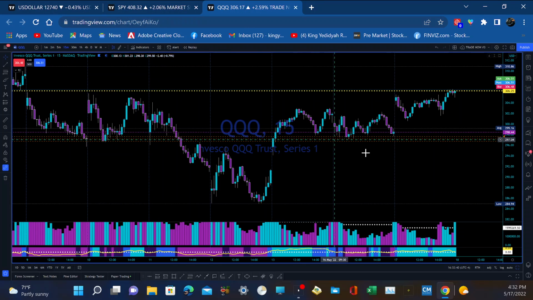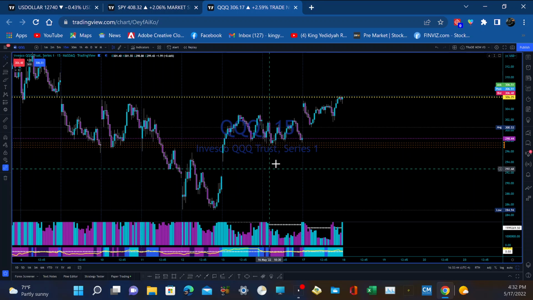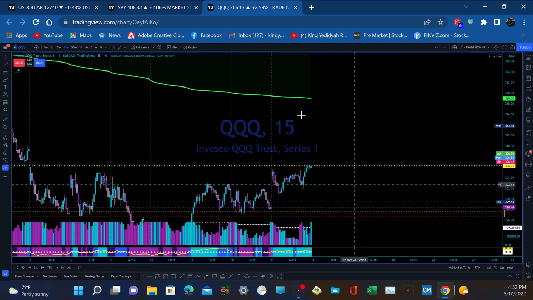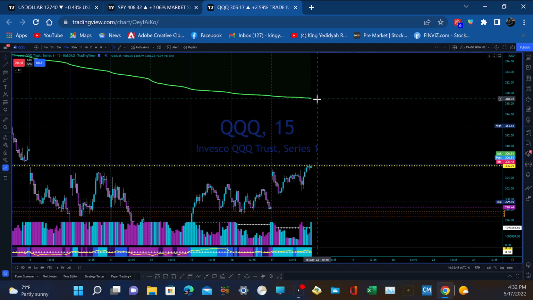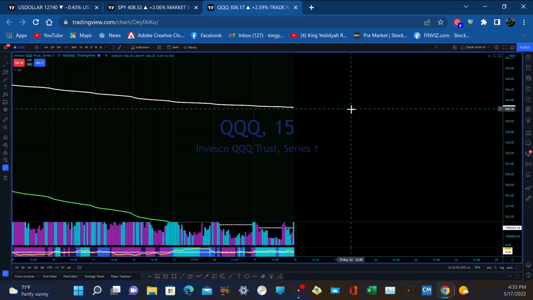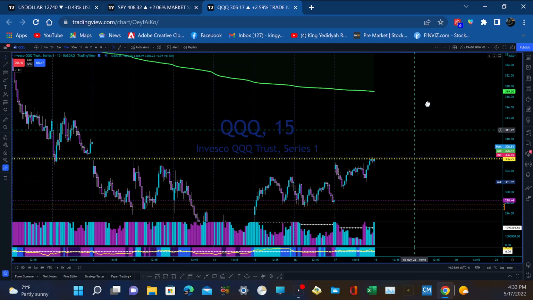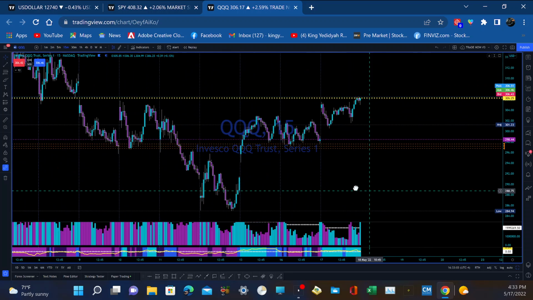So same thing on the QQQ, same pattern, same thesis. You see lower VWAP is right there at 318.92. Then VWAP is up here at 342.56 or 342.50, somewhere around there, right? So that's my thesis for tomorrow.